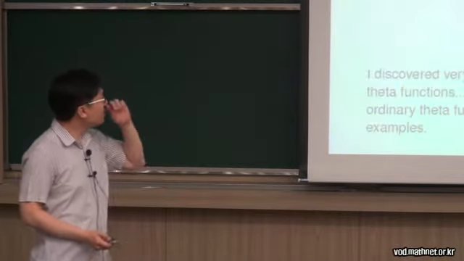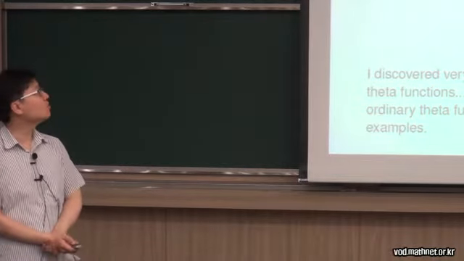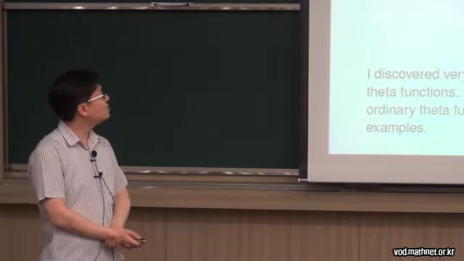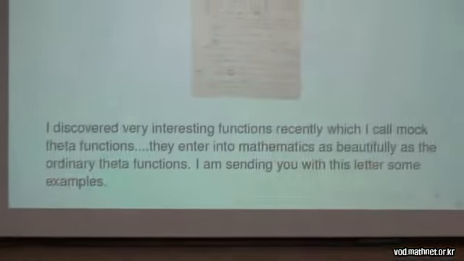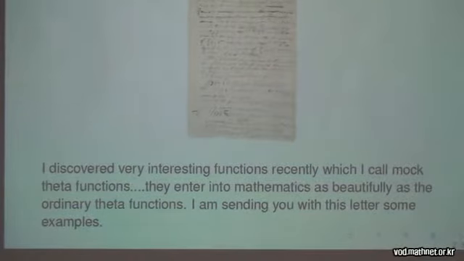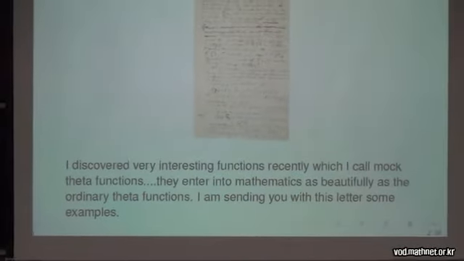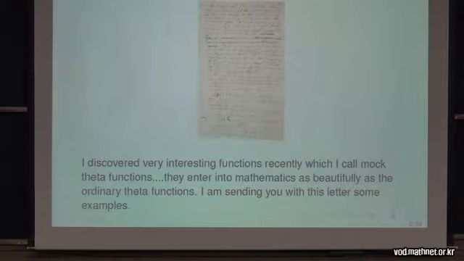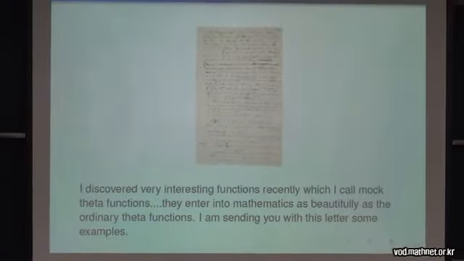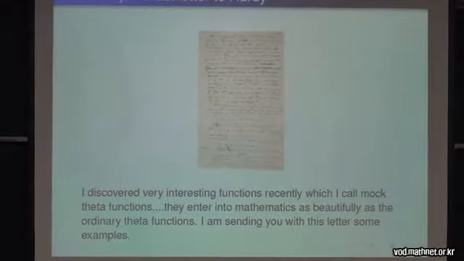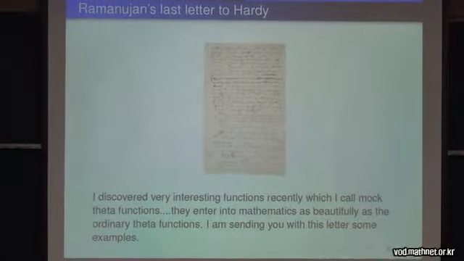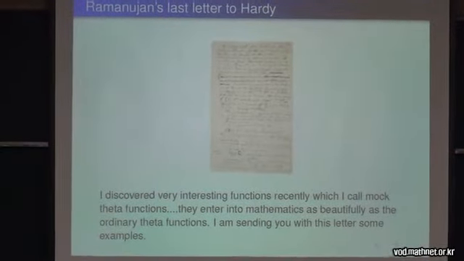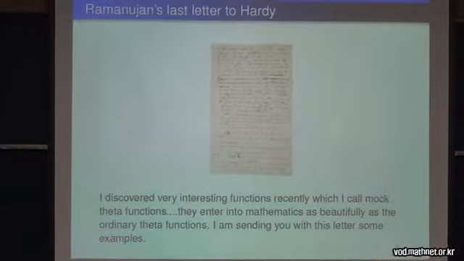So the story begins with Ramanujan's last letter to Hardy. Ramanujan sent a letter to Hardy, saying that he found a very interesting function, which he called the mock theta function. He said that these functions are as beautiful as the theta function, and he just gave some examples and some properties of mock theta functions without defining what they are. So I'm beginning with what a theta function is.